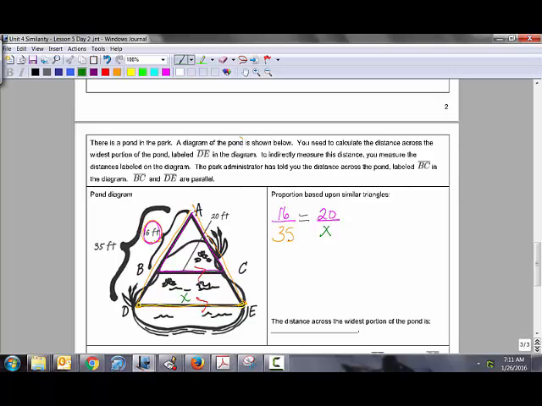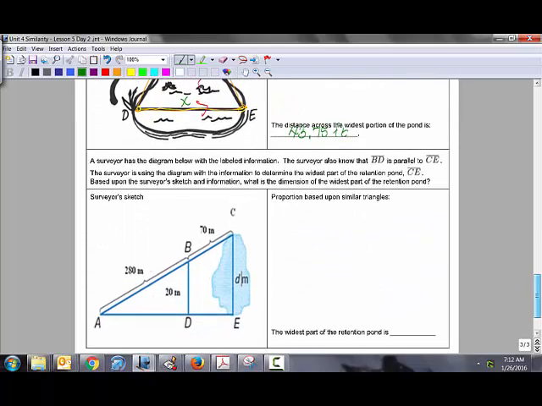Looking at this, I'm not seeing anything to help me reduce this ratio at all. We've got an even and an odd. This has only two prime factors. This has no prime factors other than 2. So I'm just going to move on to the product of the extremes equals the product of the means. And I get that the length across the widest part of the pond is 43.75 feet. So 43 3/4 of a foot.